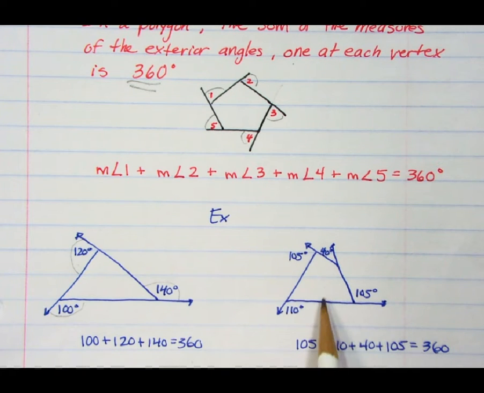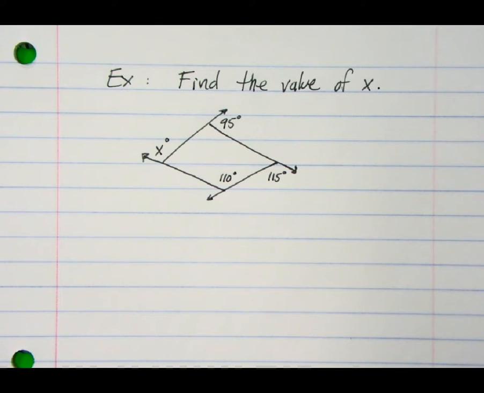Same is true with this 4-sided shape here. I've got 110 plus 105 plus 40 plus 105. I add all that stuff up, I get 360. Okay? Got one example for you, and that's it for your notes today. So let's try this one out. It says find the value of x.